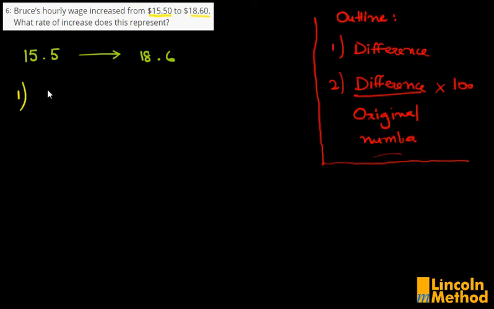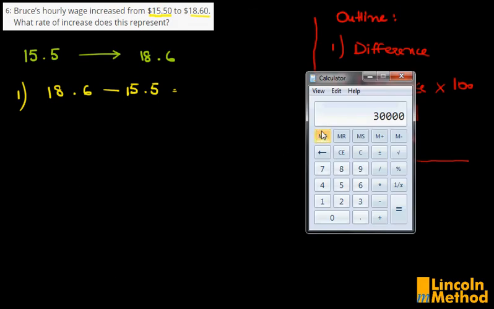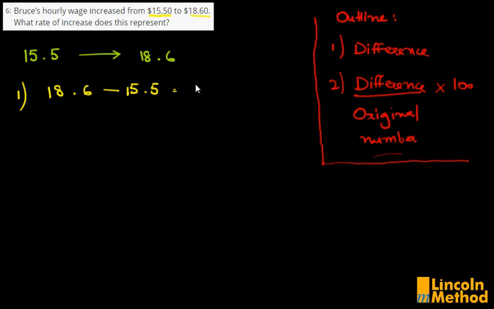So the first step is to subtract 15.5 from 18.6, or to find out the difference between both these amounts. So let's see what our calculator tells us. 18.6 minus 15.5 equals 3.1. So there's a difference of 3.1, and since the question clearly states that there is an increase, the difference is positive 3.1, which means there's an increase of 3.1.